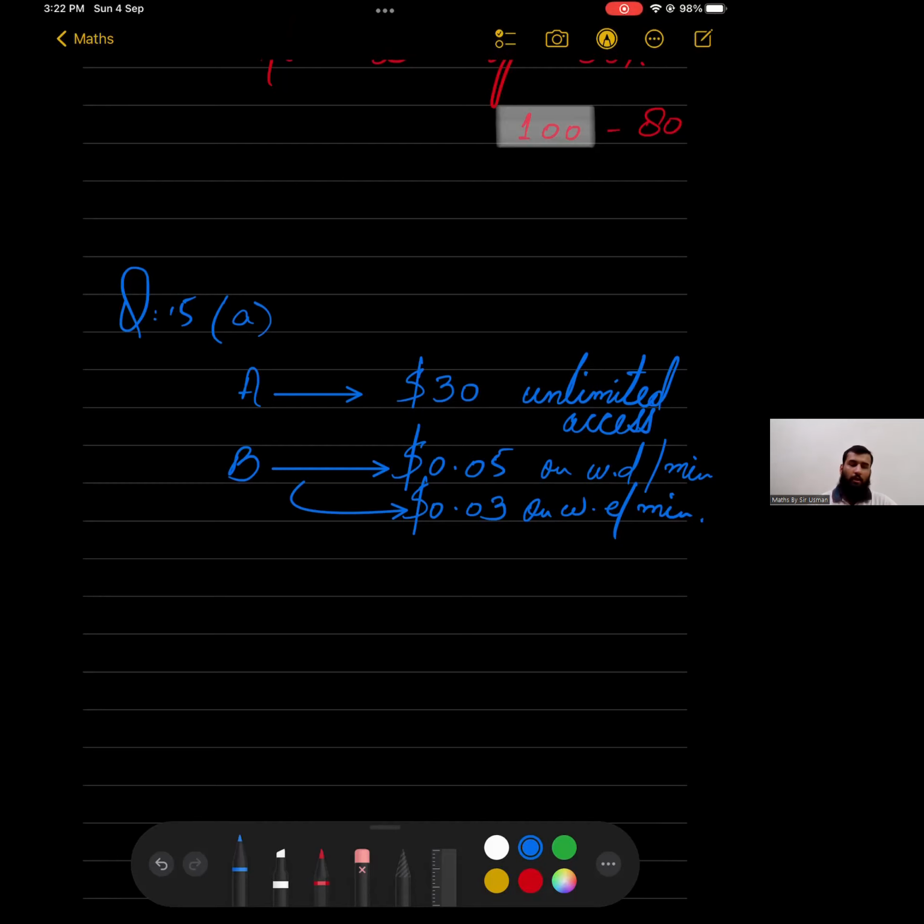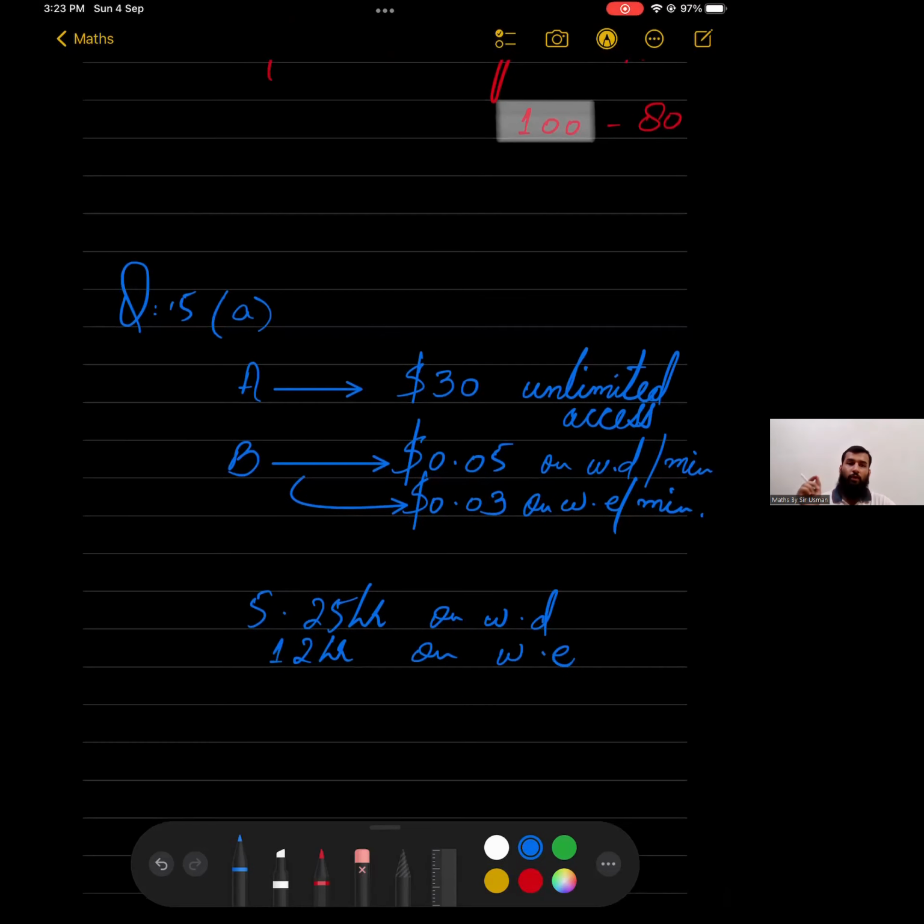Now they have given us a scenario. इन्होंने हमें बिल्कुल next line में ही एक scenario दिया है where they are saying that Ahmed is using 5.25 hours on weekdays. And he is using for 12 hours on weekends. Now they are saying कि हमारे पास जो टोटल टाइम है वो 5.25 hours है weekdays में, like from Monday to Friday, and on weekend he used for 12 hours.